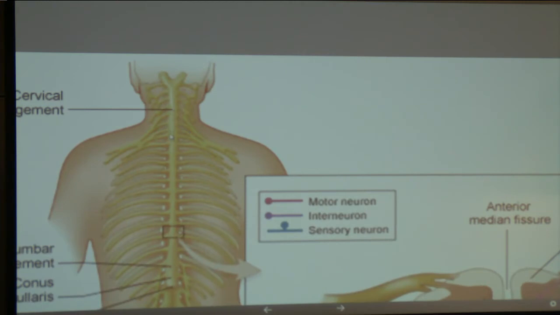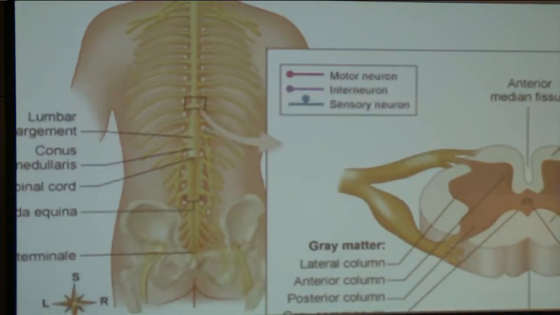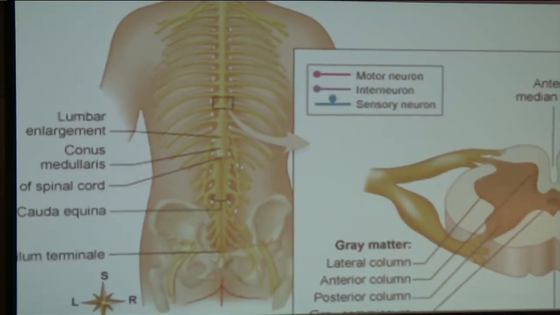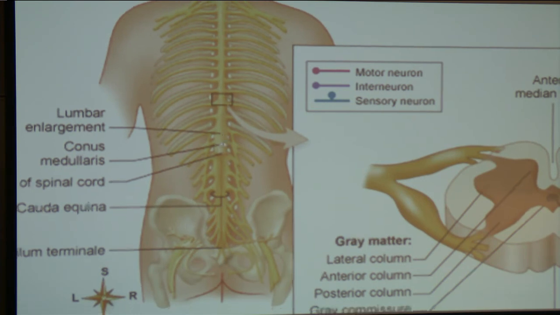Okay, so cervical enlargement is here. We can see a bundle of these nerves kind of branching off at that location. Down here, you can find the lumbar enlargement, and we're going to have a bunch of nerves kind of branching off in that location as well.